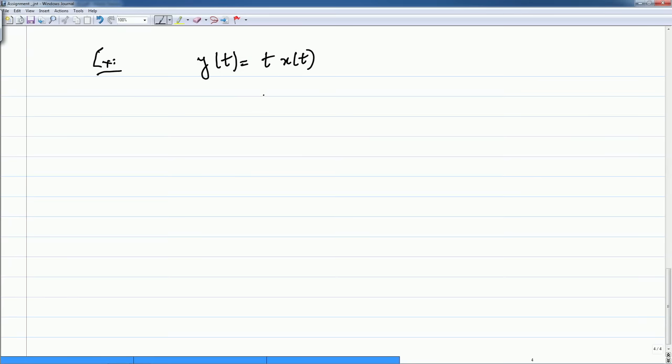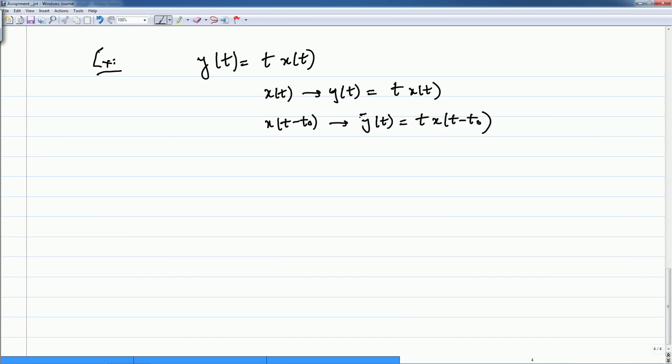One can check this very easily. If x of t is the input and it produces y of t, we know that y of t satisfies this equation, t times x of t. Now, if x of t minus t naught produces an output y tilde of t, we know that that satisfies t times x of t minus t naught. Remember that is the equation.